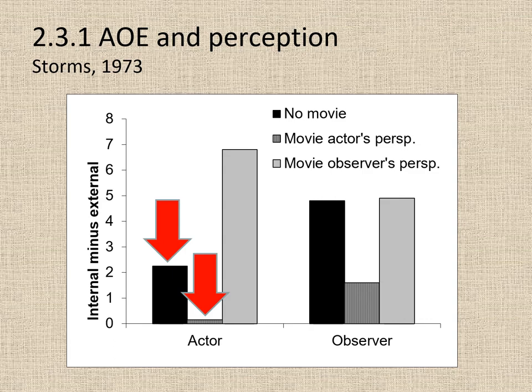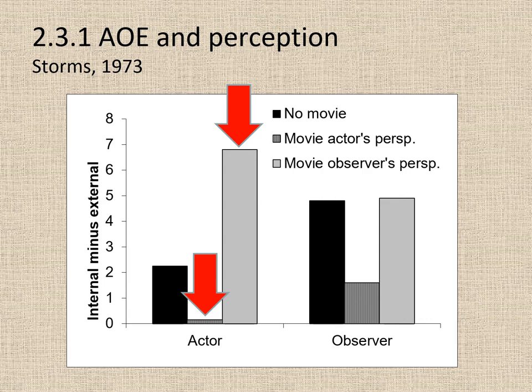Okay, let's look at the actors here. When they see a movie from their own perspective, that means they see a movie that shows the other actor, okay? Then they give even less internal explanations to their own behavior. They get information about the situation one more time. They have been looking at the other actor and now they see a movie that shows the same thing. They give even less internal explanations for their own behavior. Right?